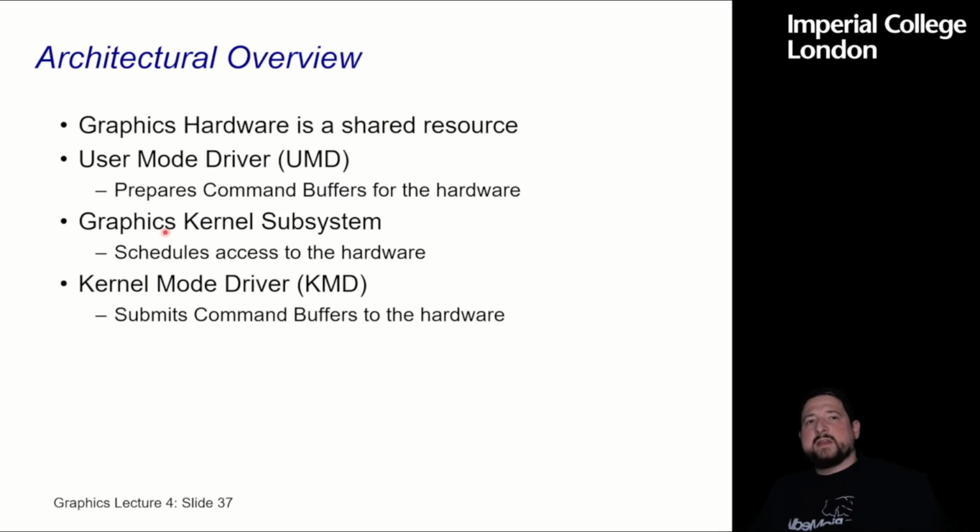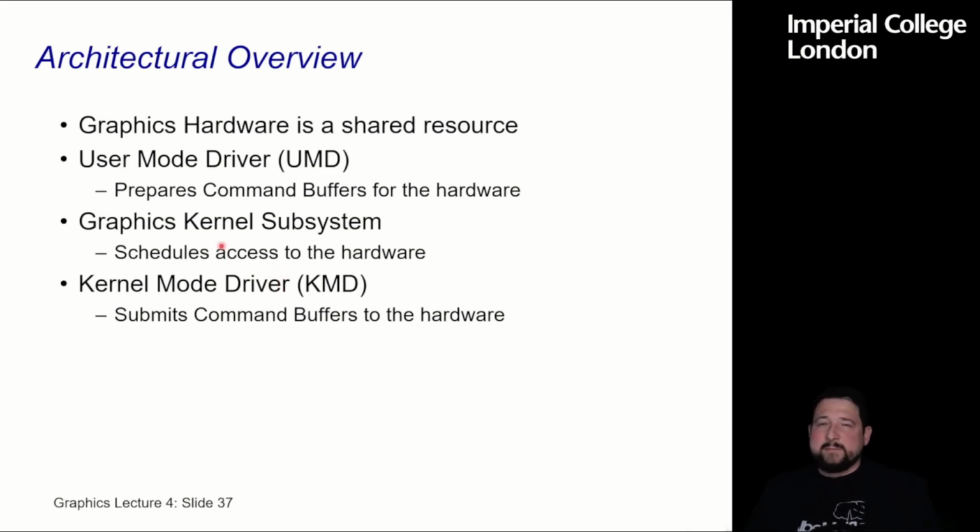So the abstraction itself is implemented in a pretty interesting way. The graphics hardware is actually a shared resource, an abstract but shared resource, and what you would do is map a user mode driver into your application, which prepares command buffers for the hardware. So this is pretty separate. The actual implementation for specific hardware is not transparent to your application layer. You would only talk to your user mode driver that provides the graphics kernel subsystem.